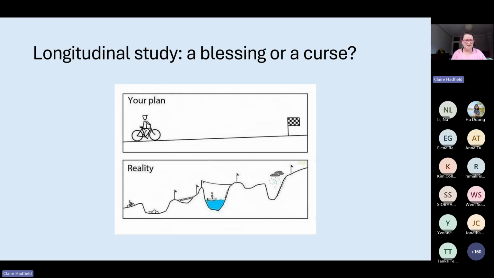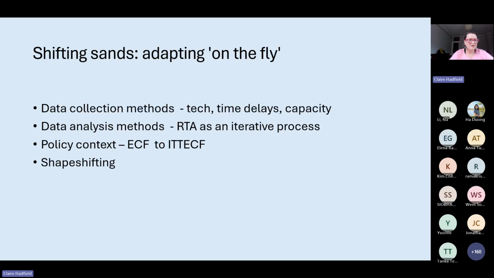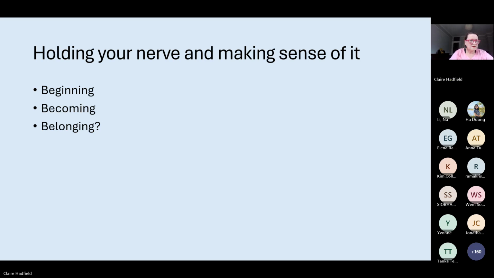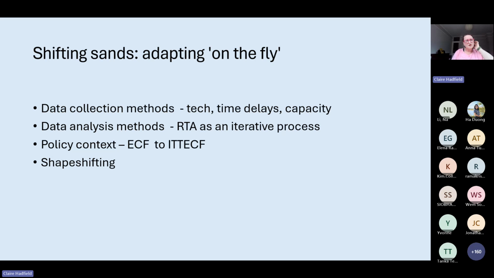But quite a lot of things change along the way. So one of the things that we have to do is adapt to these shifting sands, adapting on the fly. So practical things such as my data collection methods, because I was reliant on colleagues in that first year to record the end of PGCE conversations with my participants. There were some technical issues there. So I haven't necessarily got great transcripts for every interview. Those kinds of things. Capacity, from my perspective, really problematic when working full time and attempting to do a PhD as well.